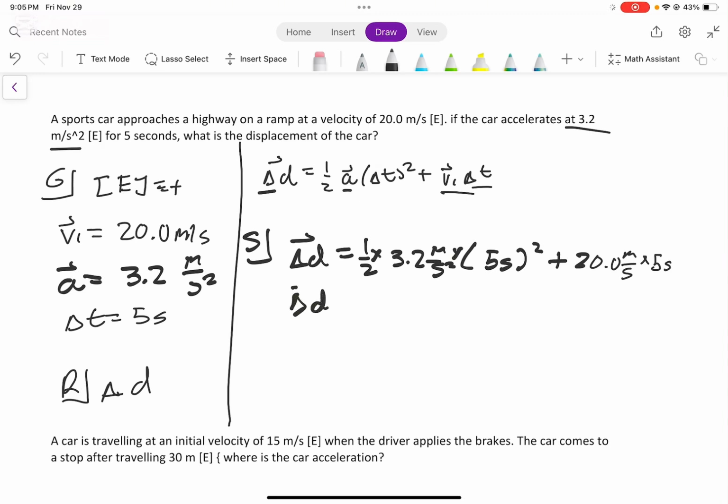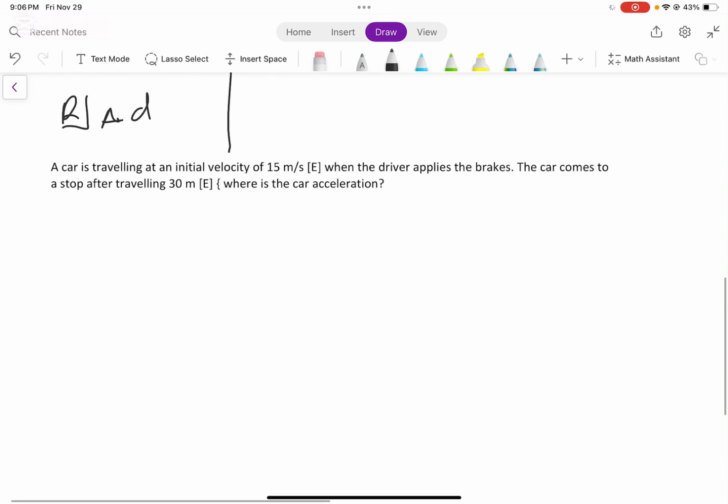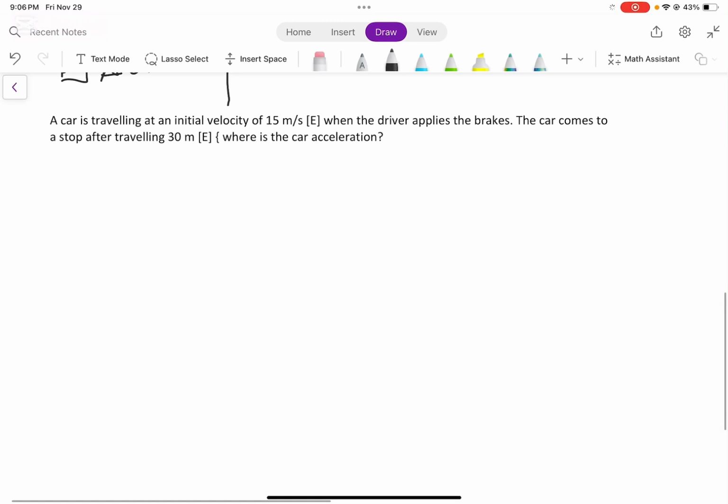So we can just do all of this, and if you punch this into a calculator, let me just punch this in my calculator. You should get 140 meters, and that is your answer. So that's how we can solve this one. Let's look at the next one. It's a little more tricky, but there are a few things we can look at.